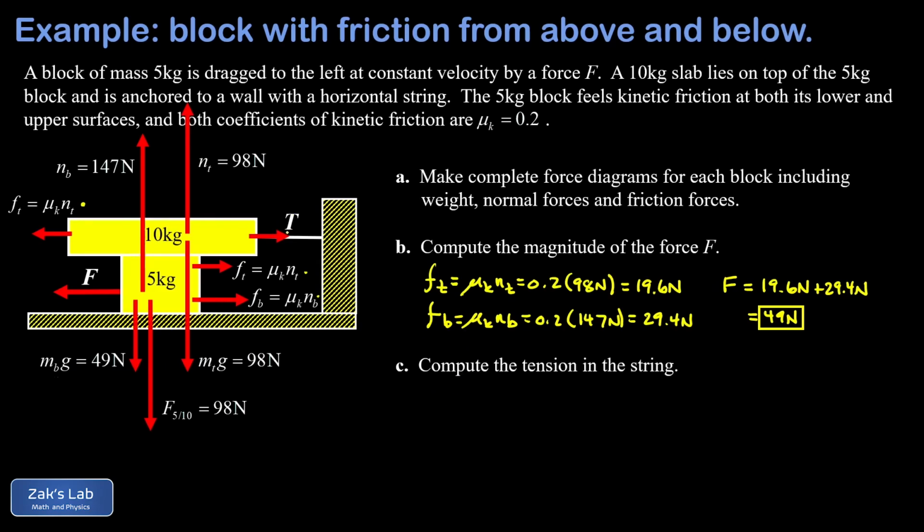And the only force pointing to the right is the tension itself. Since that block is completely stationary, that's in equilibrium as well. These forces are balanced. My tension is going to be equal to that leftward pointing friction force in magnitude, and that gives me 19.6 newtons.